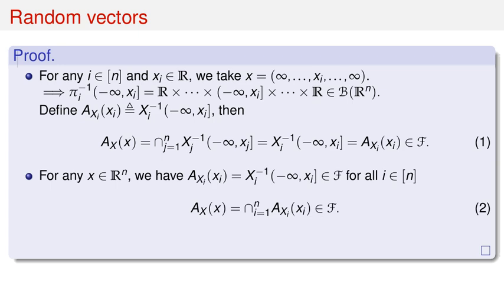Conversely, assume each component X_i is a random variable. Then for any x in R^n, the set A_{X_i} of x_i, which is X_i inverse of minus infinity to x_i inclusive, is in script F for all i from 1 to n. The event A_x of x is defined as the intersection from i equals 1 to n of A_{X_i} of x_i. Since script F is a sigma algebra and is closed under finite intersections, A_x of x must be in script F. Thus, X is a random vector.